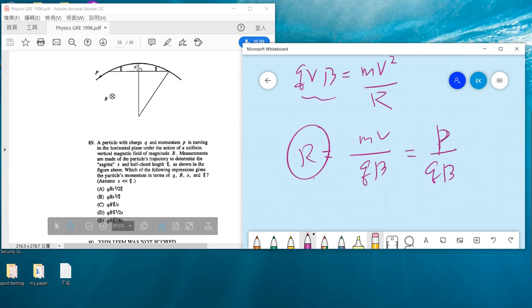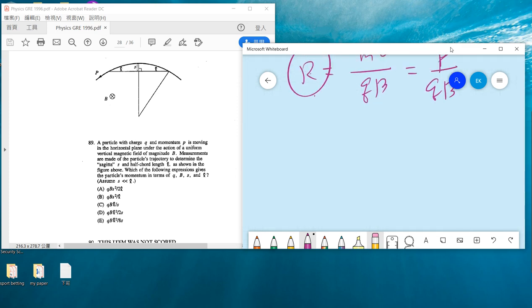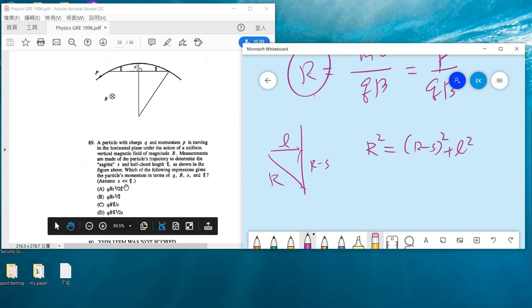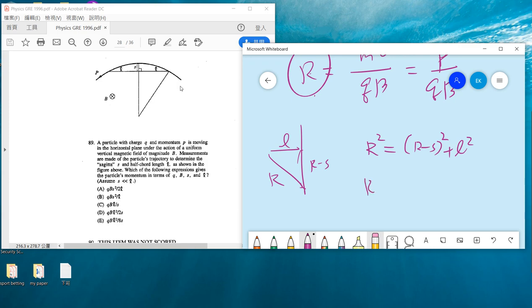So how do we do this? This is L, this is R minus S, this is R. So you can use the Pythagorean theorem, and the problem says S is much less than L, so S is very small. So I can approximate this as R squared minus 2RS, because S is so small. So R is approximately L squared divided by 2S.